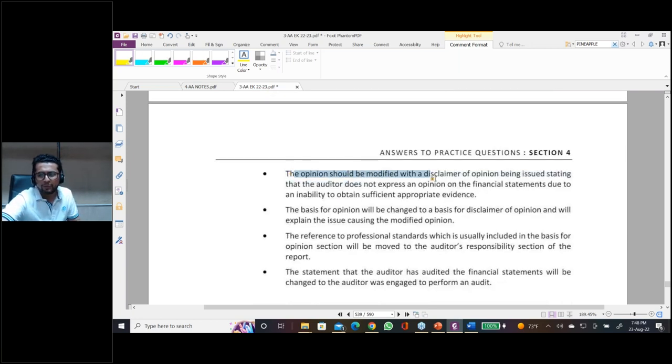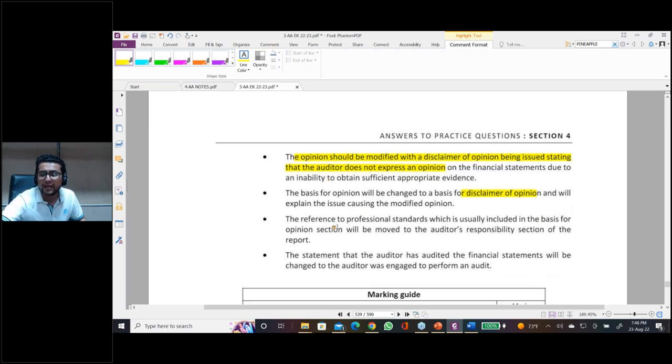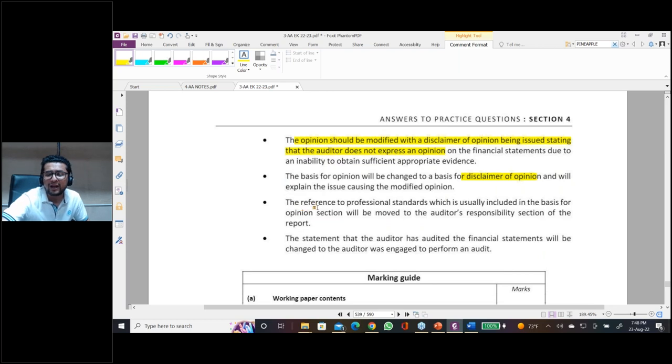Now the opinion would be modified, except for not the disclaimer of opinion, because the lack of evidence is material but not pervasive. So I will go for the qualified opinion, not the disclaimer. And with it, the basis for opinion paragraph would be transformed into what? The basis for qualified opinion paragraph.